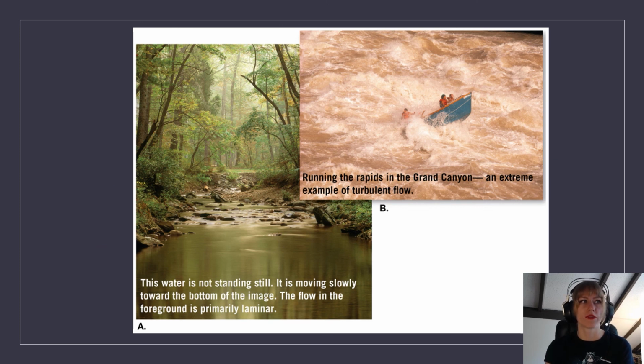And here is the difference between either. So in this one, this is a laminar flow. It's not standing still. It's just moving very slowly. And you can kind of see it here where it's hitting something that's in the water and going around it. Whereas this is a turbulent flow.